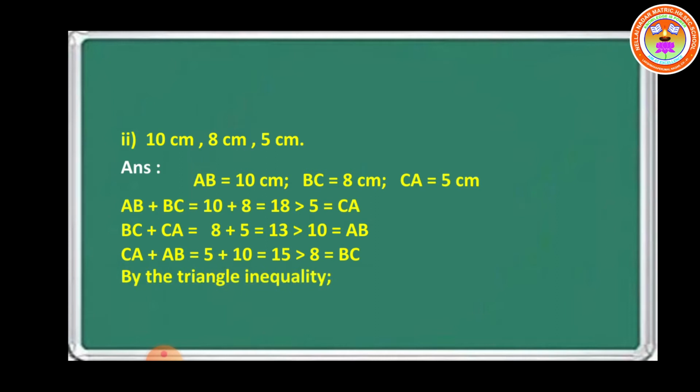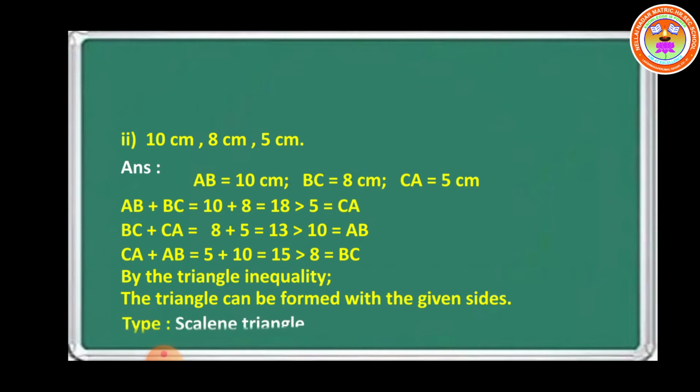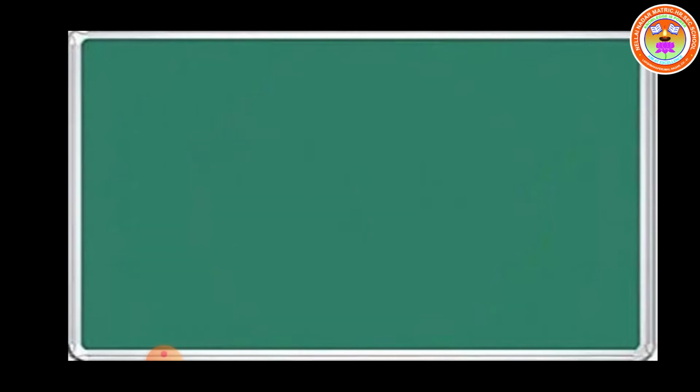Therefore, by the triangle inequality we can say the triangle can be formed with the given sides. And the type of the triangle is scalene triangle. Why? Here all the sides are different. Let us move to the next subdivision.